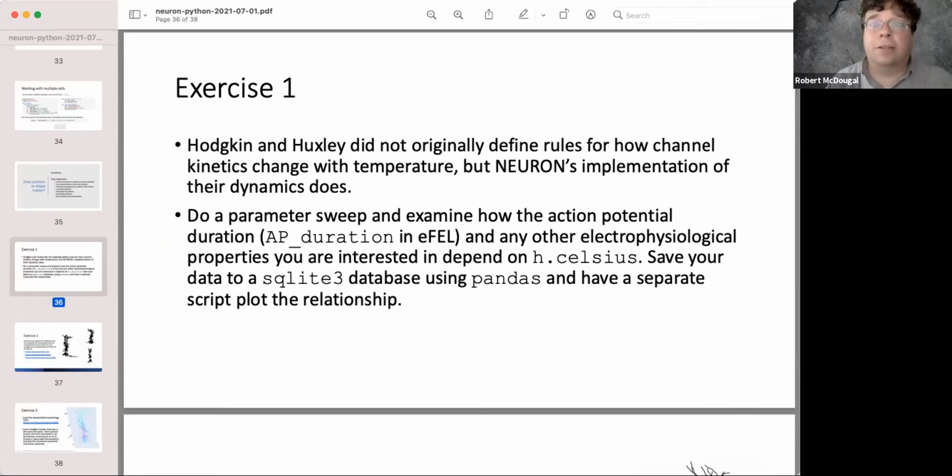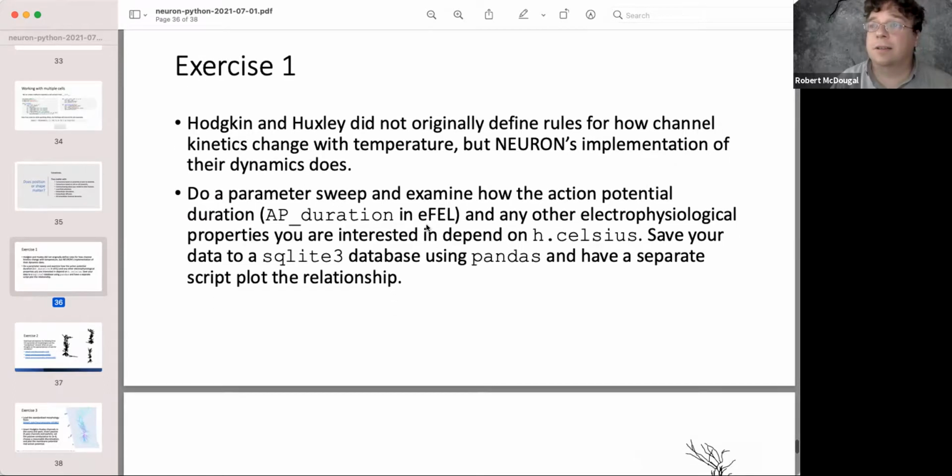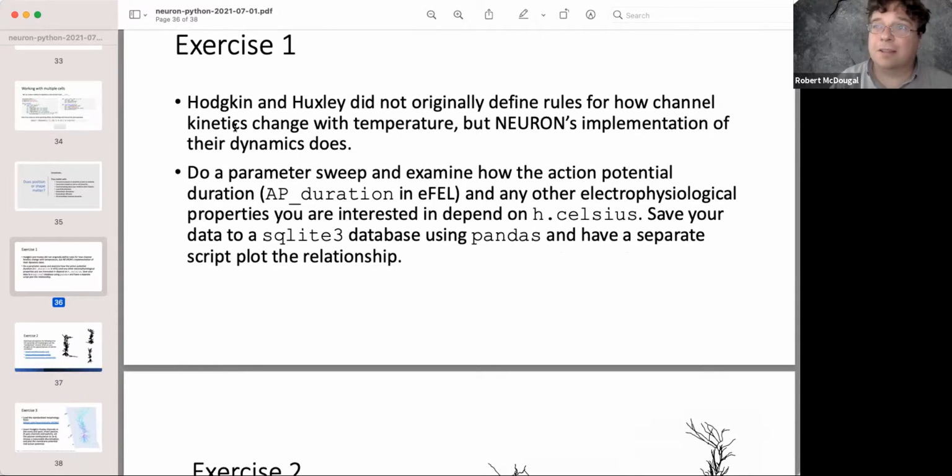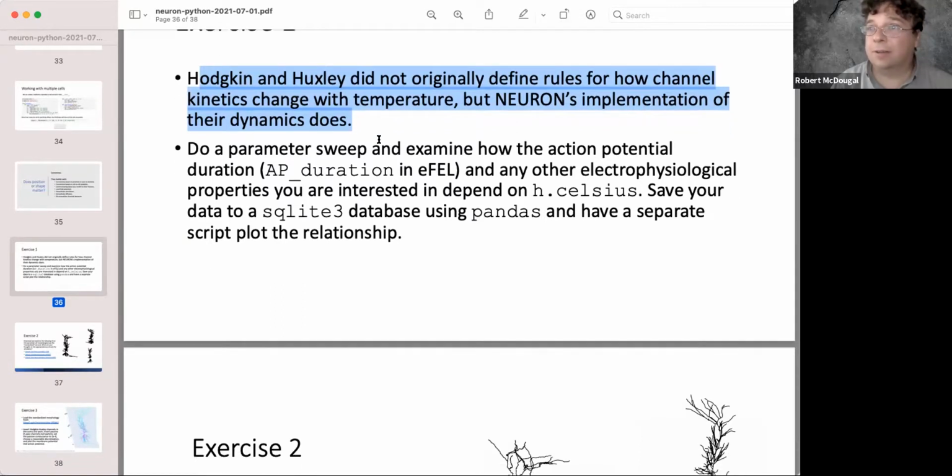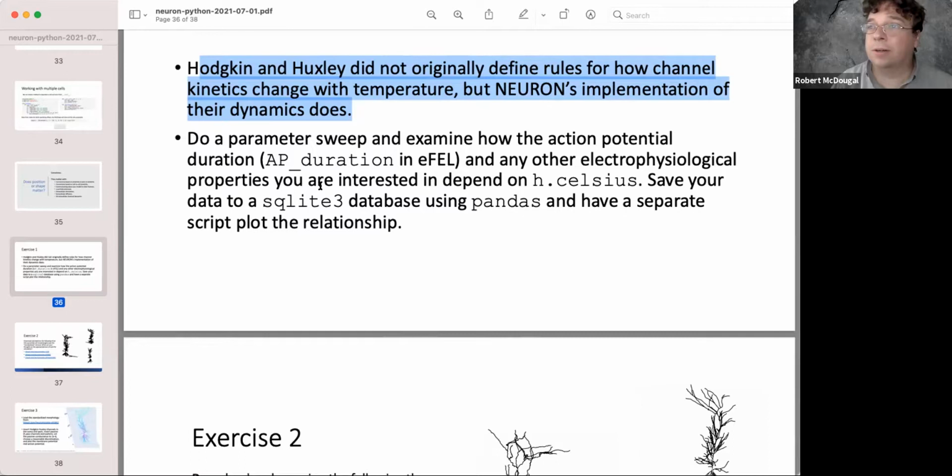Sounds good. Okay, so on Tuesday, we worked through the exercises from last class. They were looking at Hodgkin-Huxley and temperature change. This statement at the beginning was false. They in fact did examine the role of temperature, and NEURON does what they said to do. So it's all well and good.